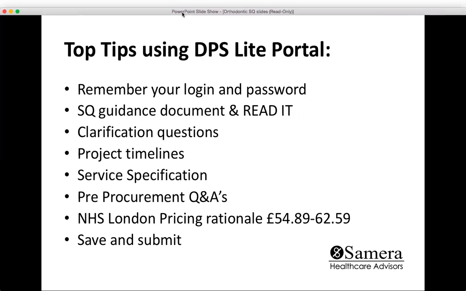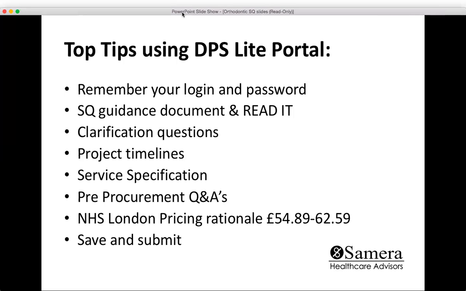Exactly. Okay, so our top tips for using the DPS Lite portal, which is the portal that the London Orthodontic commissioning team have decided to use. Hopefully by now you will have received your email to opt into this opportunity. First of all, remember your login and password. I'd write it down, to be honest, because you don't want to forget it at a crucial time and then have to wait for the password to be reset.